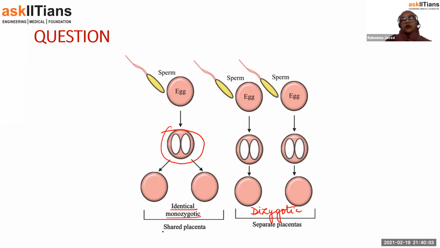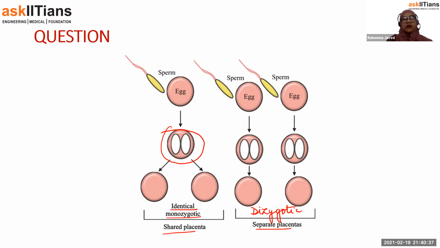The monozygotic twins will share the same placenta, but the dizygotic twins will have two placentas. There will be two umbilical cords in case of dizygotic twins, and there will be only a single umbilical cord in case of monozygotic twins. If you are confused about the umbilical cord, it comes out from the placenta of the mother, and then it connects to the womb of the baby. So this is how the twins are produced.